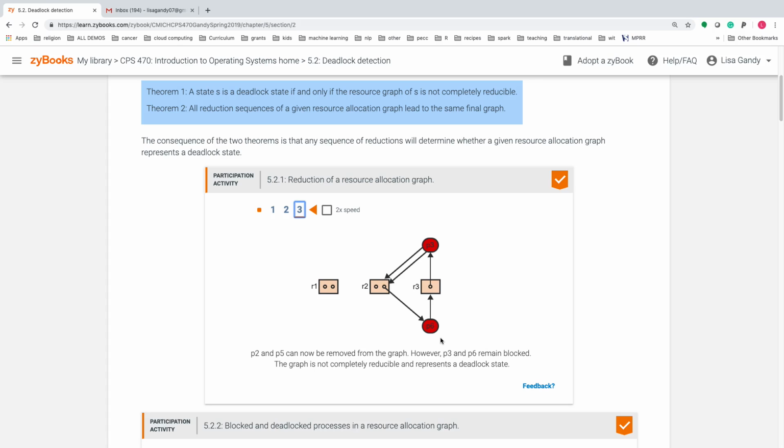Okay. So anytime you have a resource allocation graph, what you do is you start with the unblocked processes and you remove them, along with all their edges. Then you just keep doing that, and if you get to a point where there are processes left and you can't remove them because they're blocked, because you can only remove unblocked ones, then you've got a deadlock. Does that make sense?